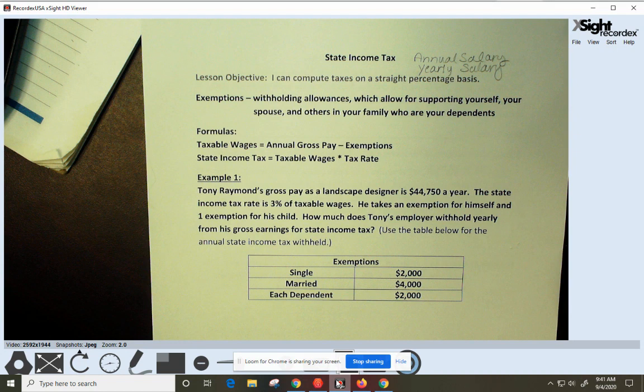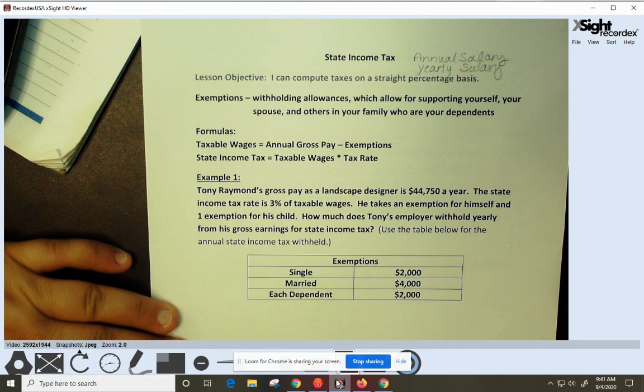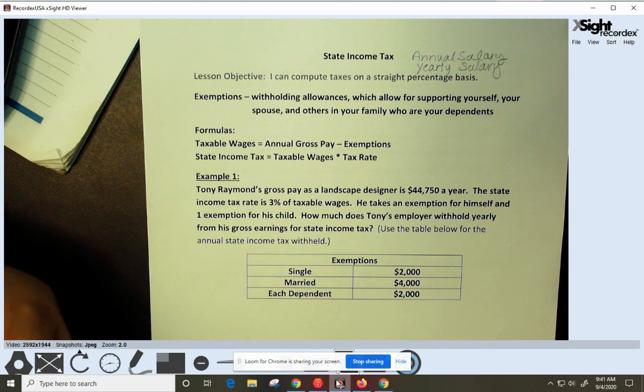And so your exemptions, which in federal was called your withholding allowance, is basically your dependents. You're going to get so much off for certain things, kind of like your tax-free money as we did earlier. Okay. So our formulas are, first of all, we're going to take what we make a year, our annual gross pay, take away exemptions. How much money am I getting basically tax free? Then we're going to take that answer and multiply it by the tax rate.